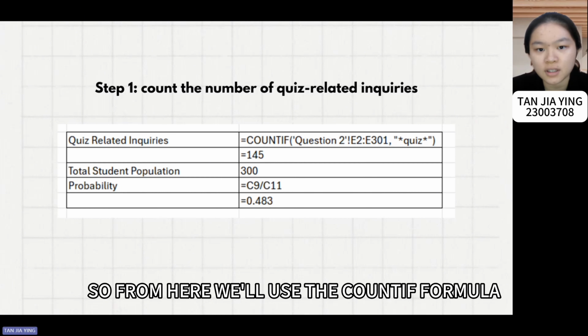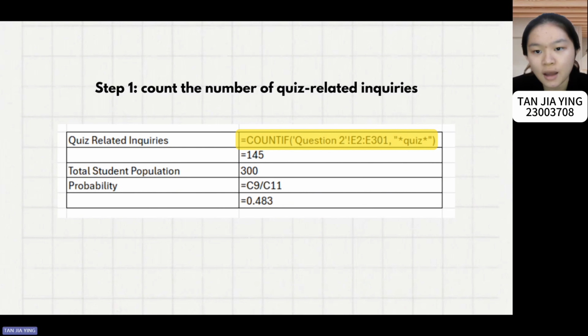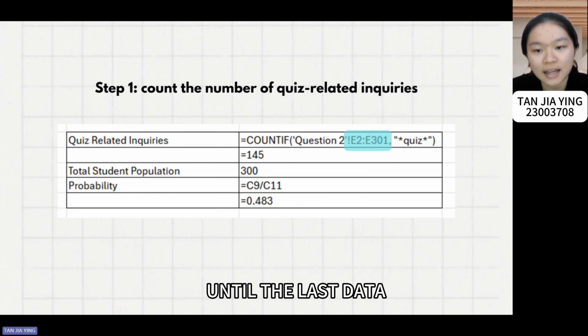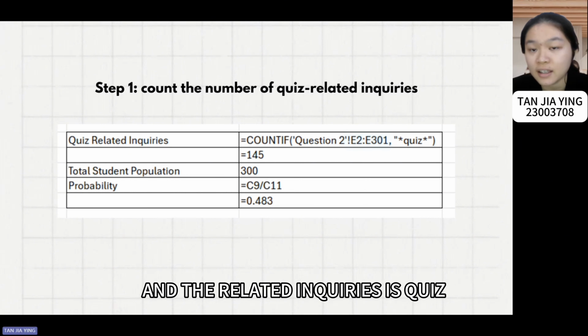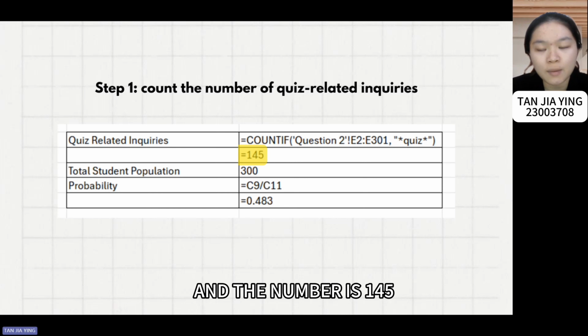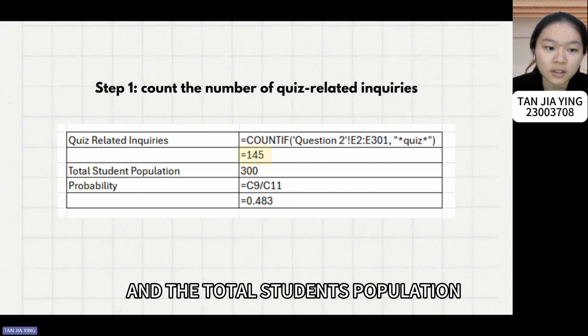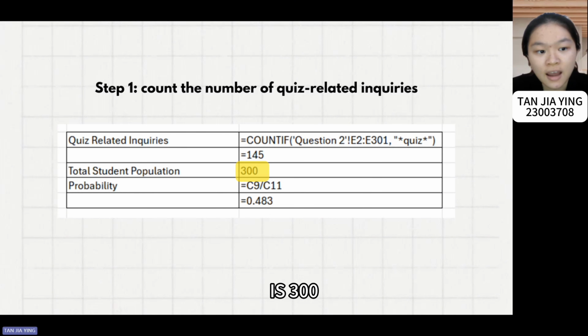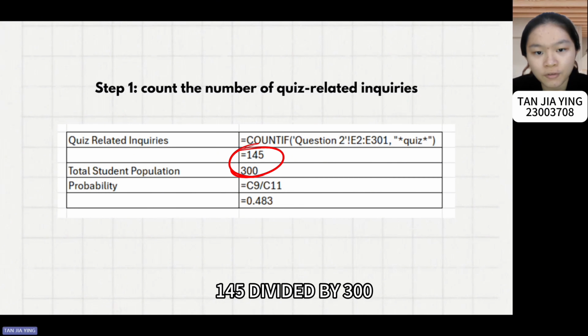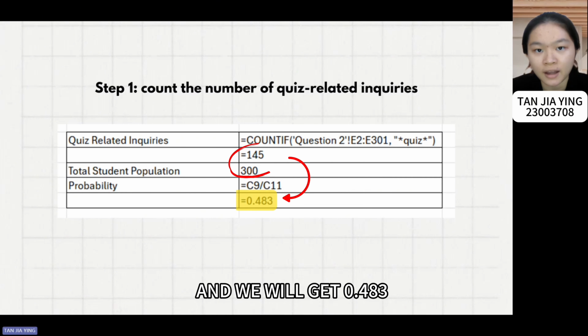From here, we'll use the COUNTIF formula, and we will select the data from E2, which is the first data, until the last data on E301, and the related inquiry is quiz. The number is 145, and the total student population is 300, so we calculate the probability by 145 divided by 300, and we get 0.483.